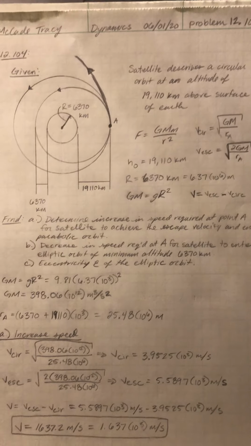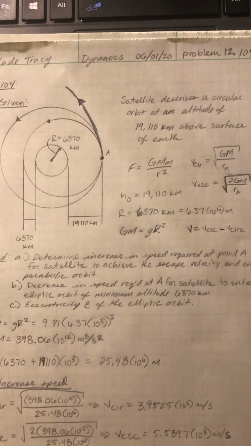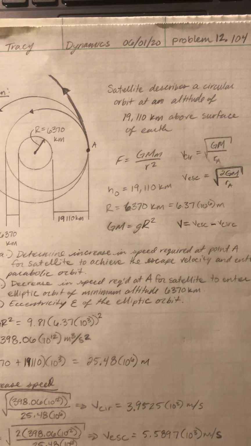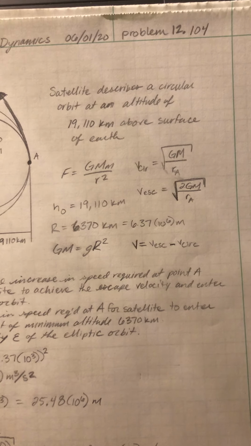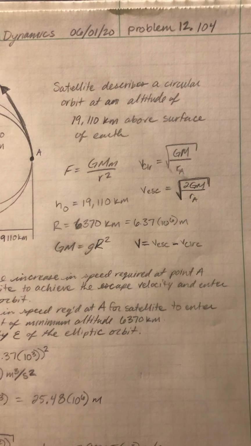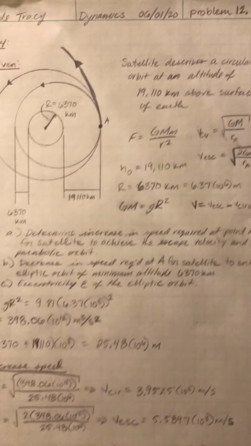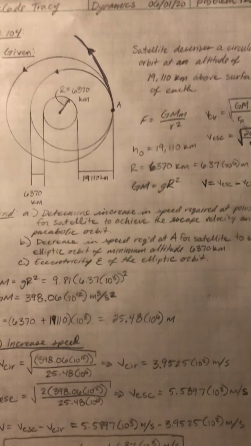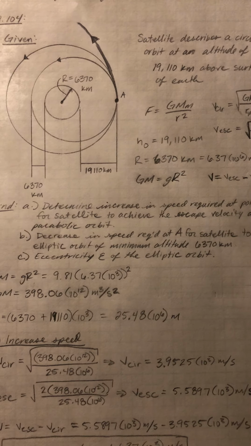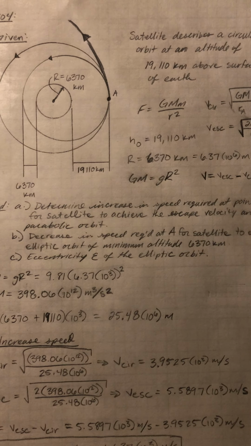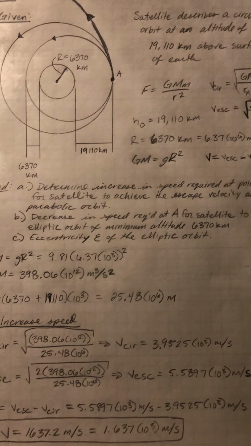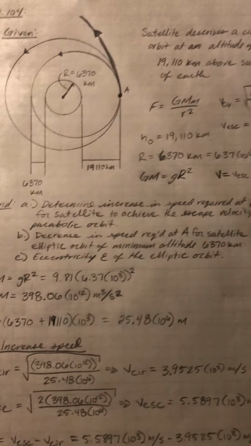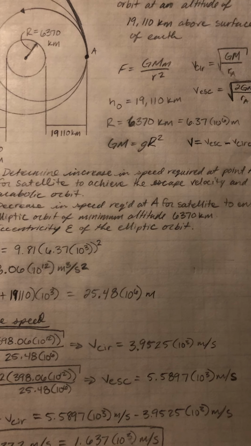Next, we're given a satellite that is in orbit at an altitude of 19,110 kilometers above the surface of the Earth. We have a few equations that we can use that we are given by the book. Part A has to determine the increase in speed required at point A to achieve the escape velocity and enter a parabolic orbit.